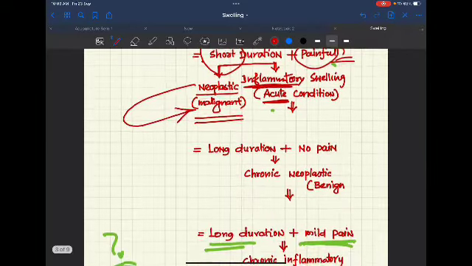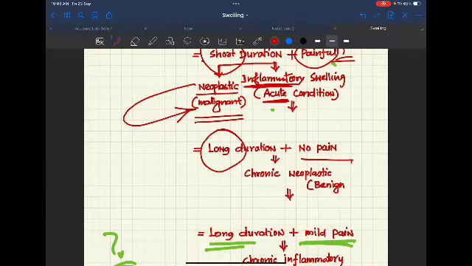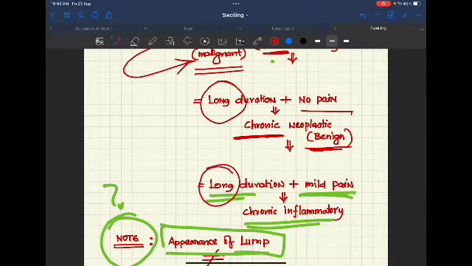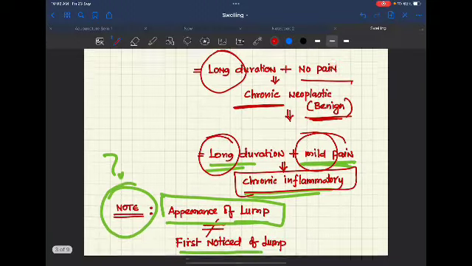But if it is of long duration and there is no pain, that means it is a chronic condition and it is probably a benign condition, right? But if it is of long duration with mild pain, then it is a chronic inflammatory condition. We need to understand this.